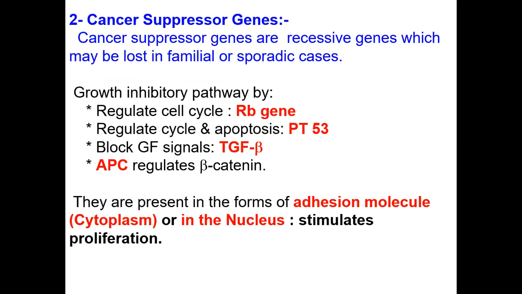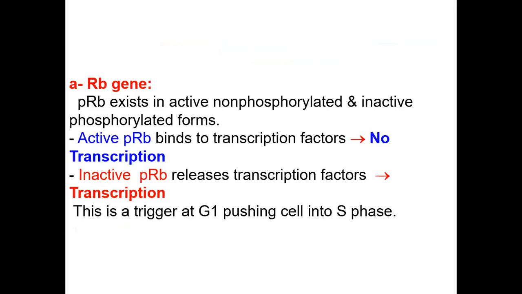Cancer suppressor genes are recessive genes which may be lost in familial or sporadic cases. In the growth inhibitory pathway, they include regulators of the cell cycle, which is the retinoblastoma gene; regulators of cell cycle and apoptosis, which is P53; blockers of growth factor signal, which is transforming growth factor beta; and APC, which regulates beta catenin. They are present in the form of adhesion molecules in the cytoplasm or in the nucleus and stimulate proliferation.